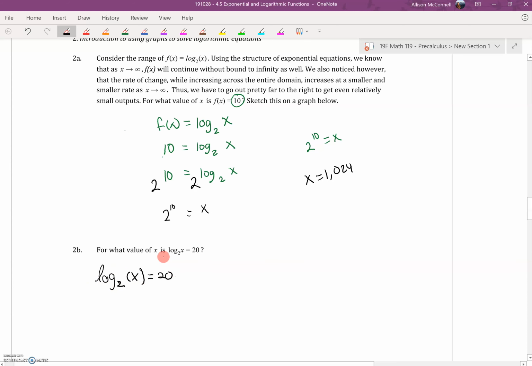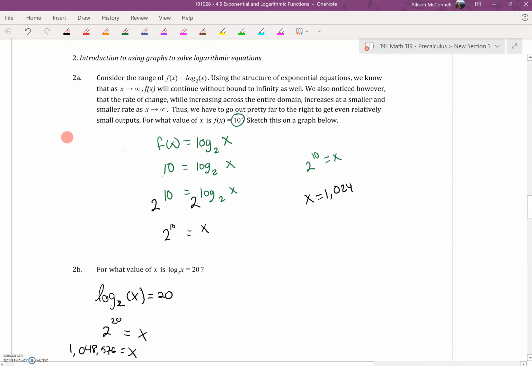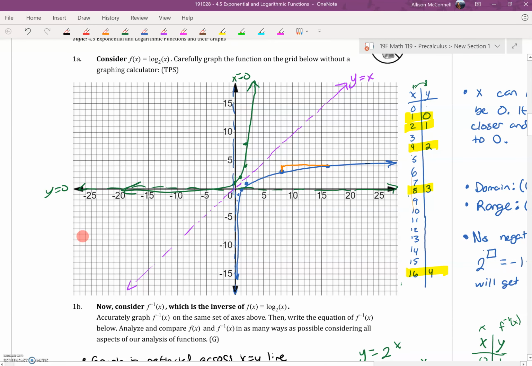And so we can do, again, the same exact thing that we did over here. I prefer to just do the whole rewriting thing. So if I rewrite this, it would be 2 to the 20 is equal to x. Or you could exponentiate by raising both sides to the 2. And so x in this case will be 1,048,576.